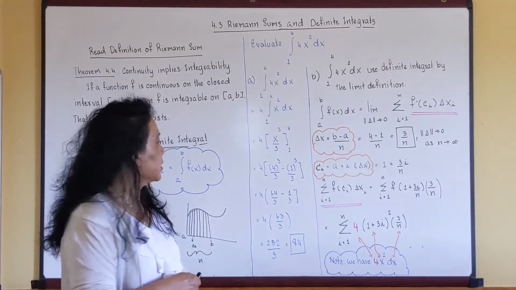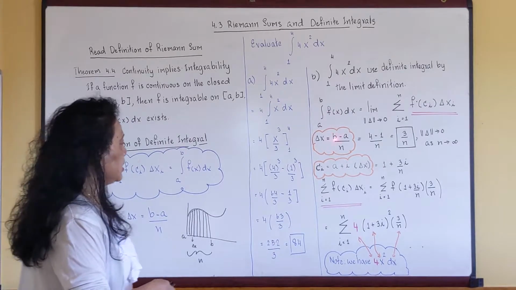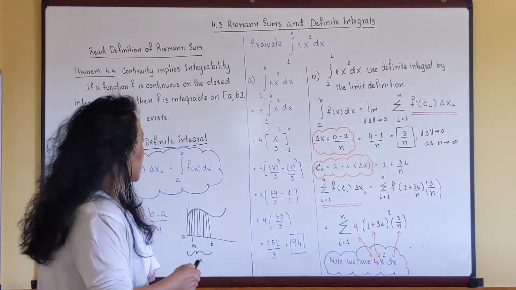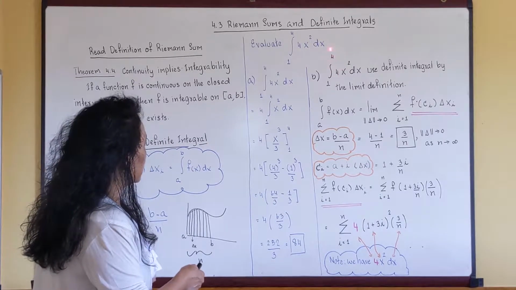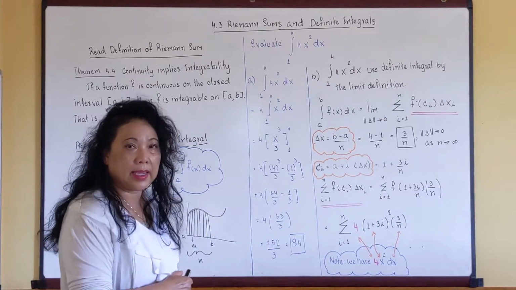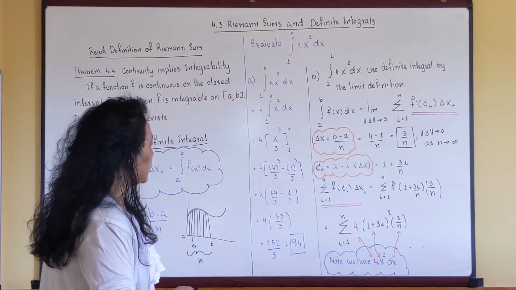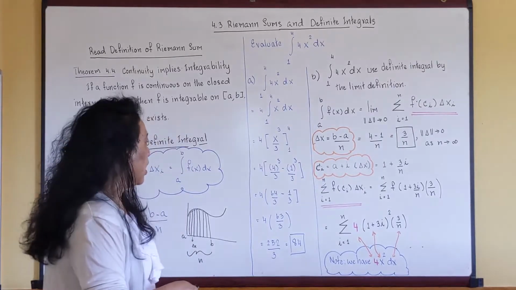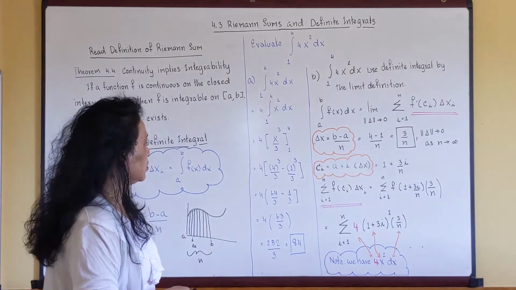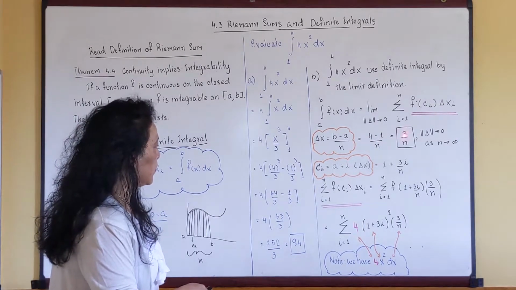First thing, I'm going to calculate my delta x. The formula is b minus a over n. This is your a and this is your b. The lower bound is a, your upper bound is b. So b is 4. So 4 minus 1, over the number of rectangles. In this case it is n, which eventually we're going to take the limit as n goes to infinity, so leave it as n. 4 minus 1 is 3.